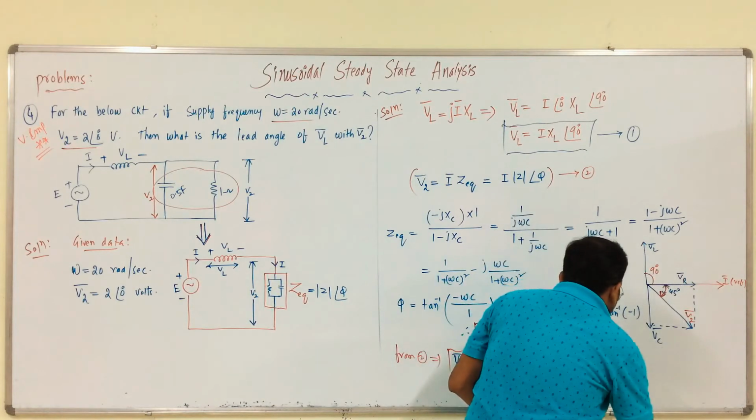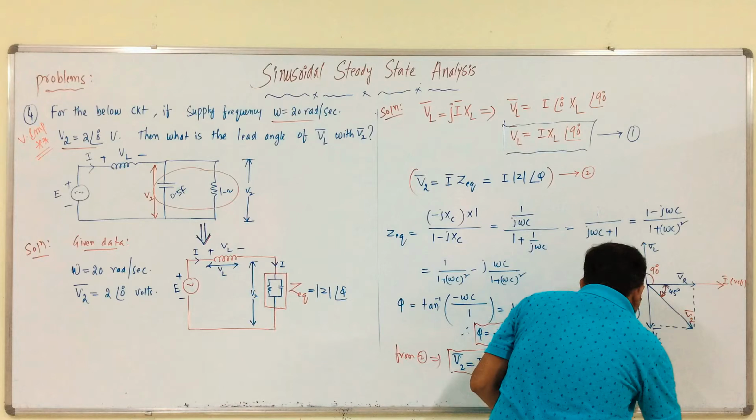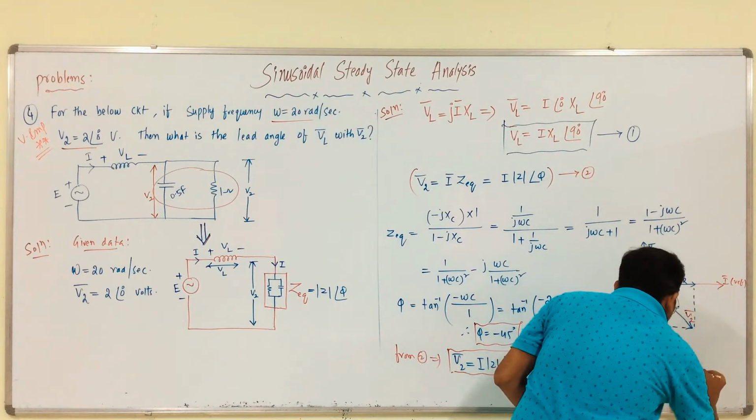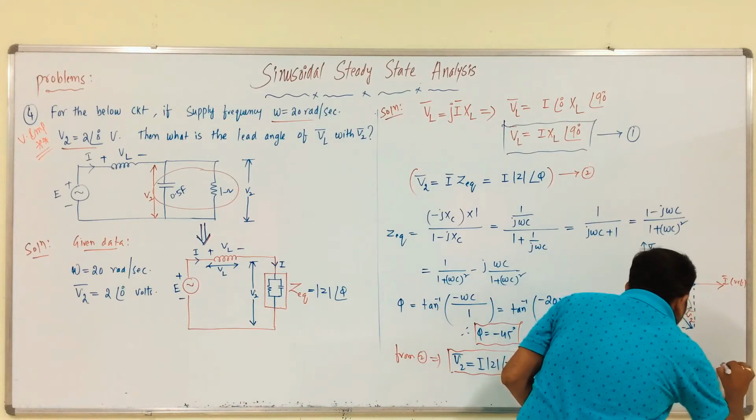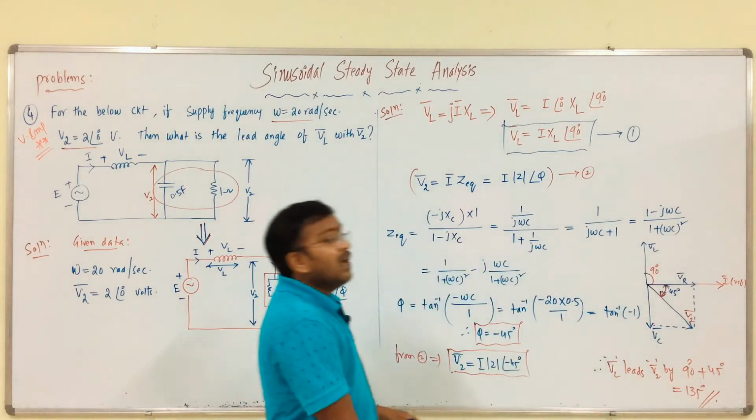Therefore, VL leads V2 by 90 plus 45 degrees, which is equal to 135 degrees. The answer is 135 degrees.